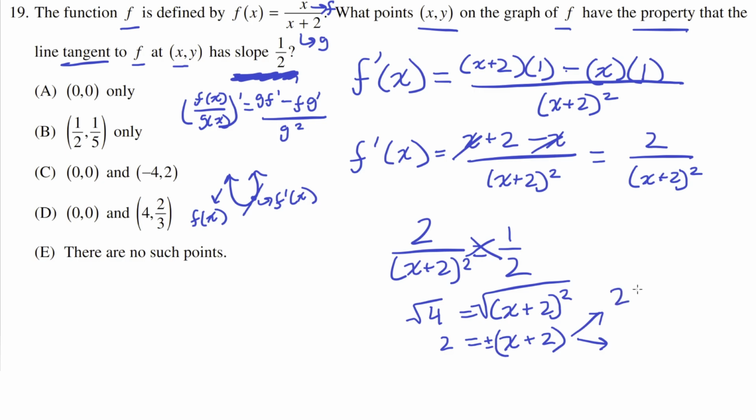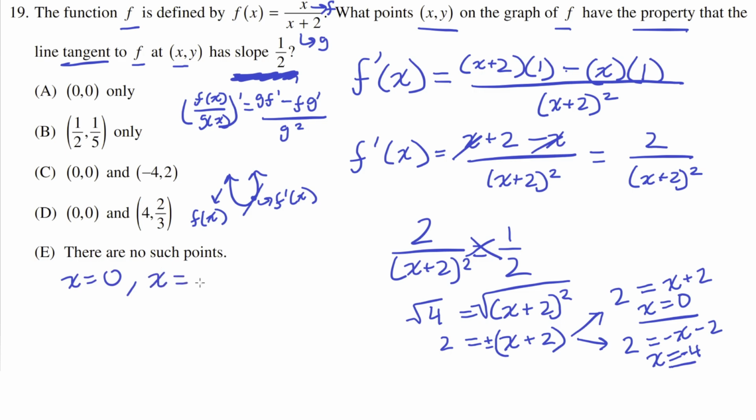So let's take the positive case first. So in the positive case, we have 2 equals x plus 2. So in this case, x just equals 0. And then in the second case, let's take the negative. So we have 2 equals negative x minus 2. So in this case, if we move the negative to the other side by adding 2, we get negative x equals 4. And then if we multiply both sides by -1, we get x equals -4. So we have x equals 0 and x equals -4 as our two values of x, where the derivative of f of x, which is f prime of x, is equal to 1/2. And since the derivative equals 1/2 at these two x values, the slope of the tangent line is 1/2, since the derivative is just the slope of the tangent.